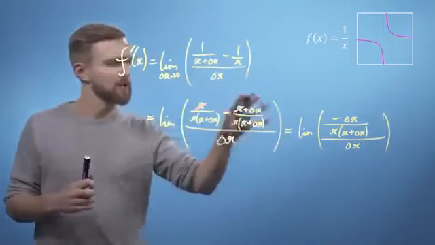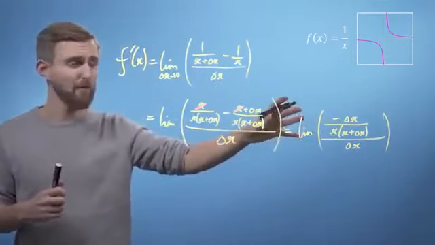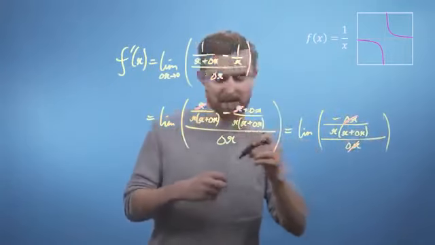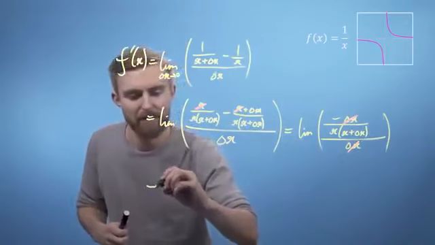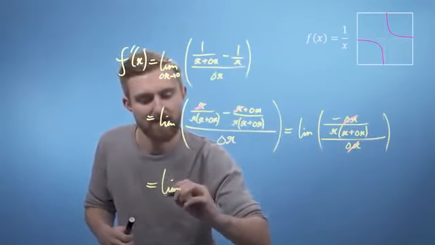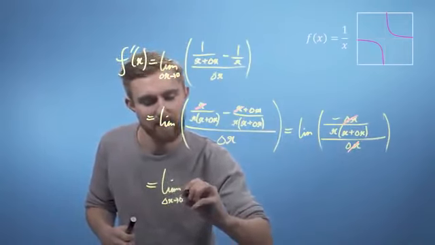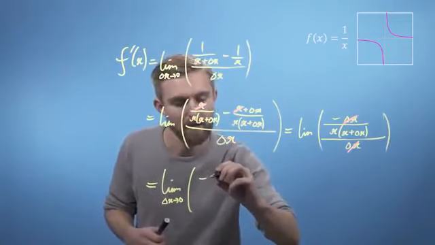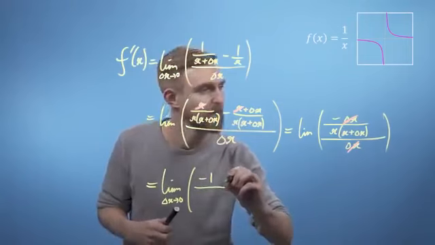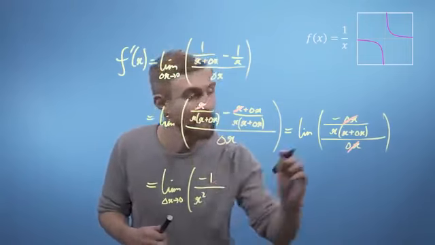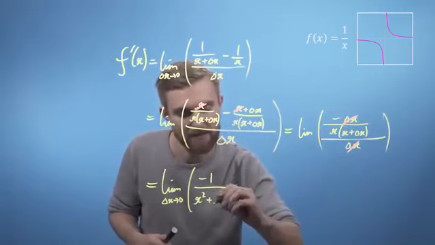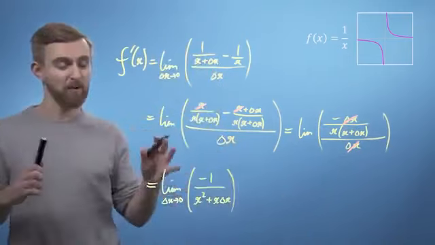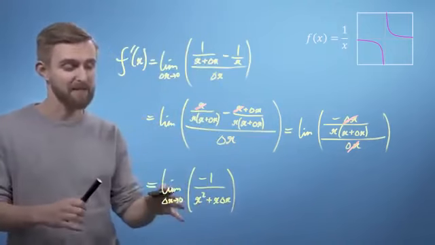Now at this point, you can see that you've got a delta x at the very top and a delta x at the bottom. So once again, these two terms cancel each other out. And what you're left with is the limit as delta x goes to 0 of minus 1 divided by x squared, we're going to open up this bracket, plus x delta x. And this, once again, is where the magic of limits comes into play.